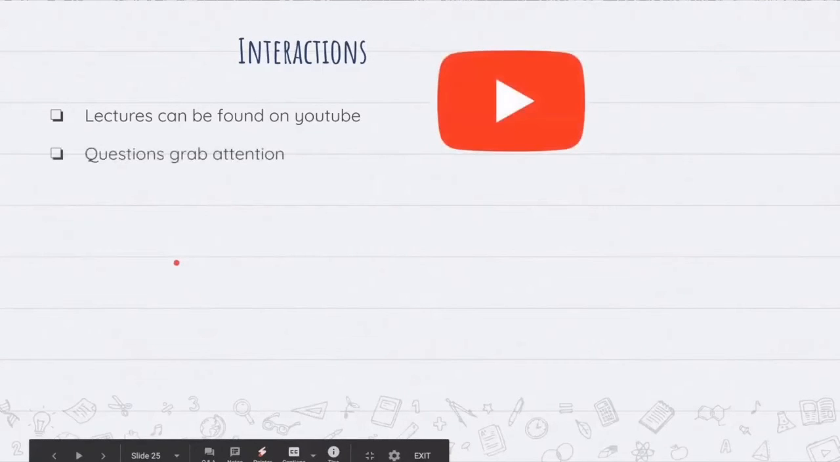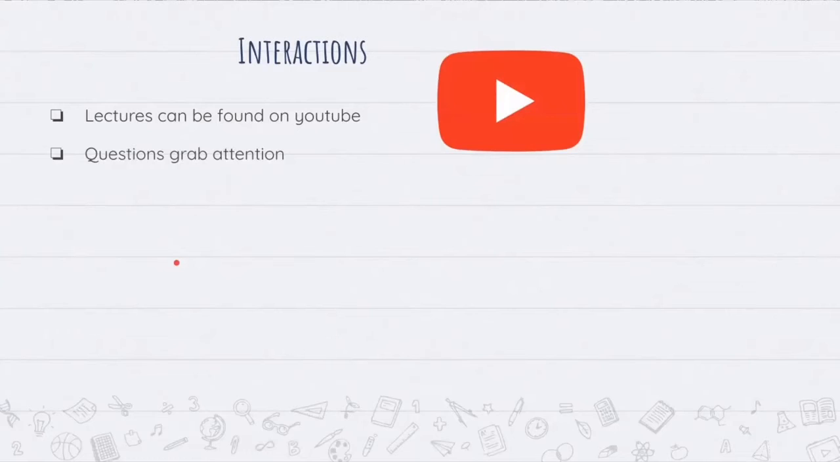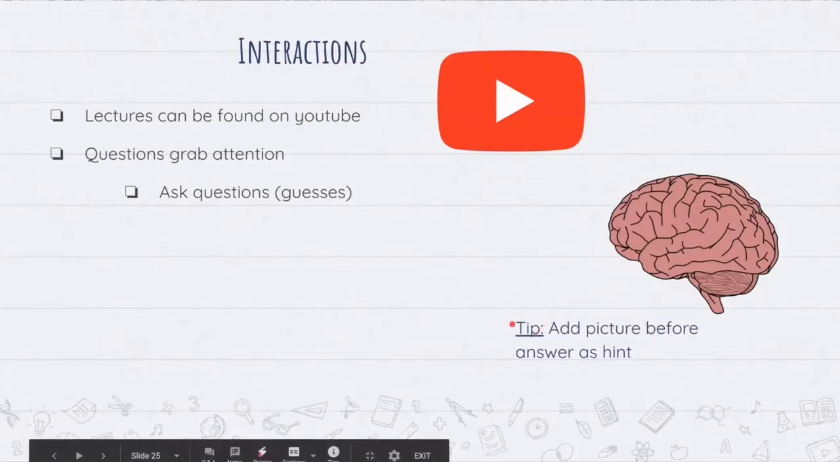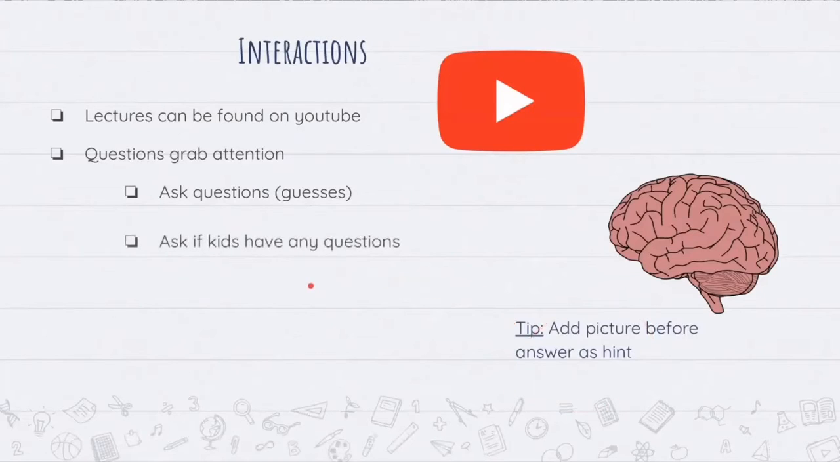And you want to ask questions that grab the kids' attention. For example, you want to ask questions which kids have to guess. You want to add a picture before the answer as a hint, and you want to ask continuously if kids have any questions. Because, like Anushka said before, some kids will be shy if you don't ask them if they have any questions.